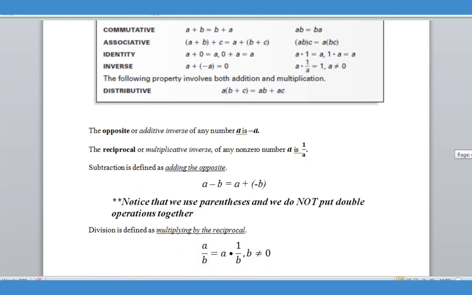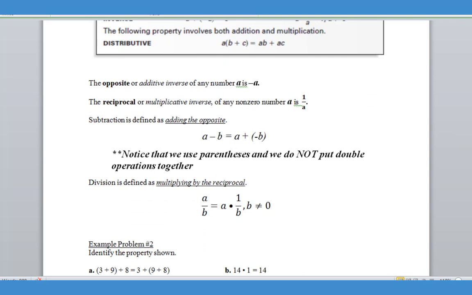Please do me a favor here. When you subtract, you learned how to subtract in second and third grade, first grade, somewhere back in elementary school. This should not be an issue for you. Okay? If you're still changing to adding the negative, that's fine. It is just extremely important that you use parentheses. There should never be a point where we use double operations together. So let me give you an example.